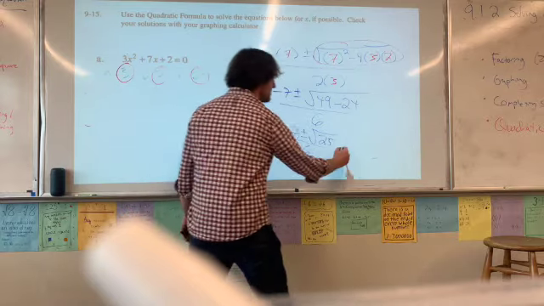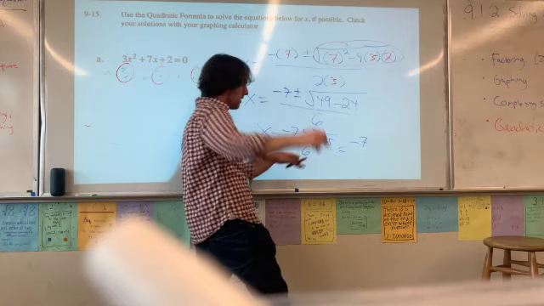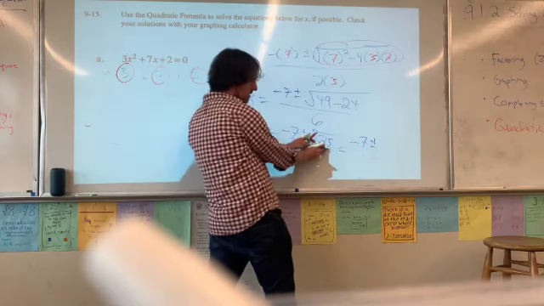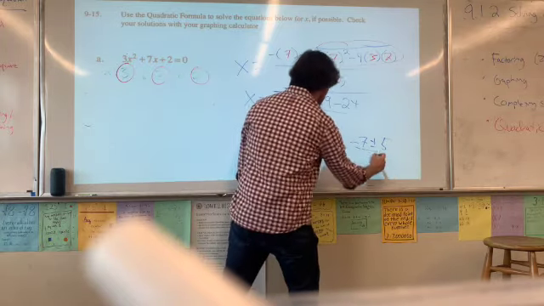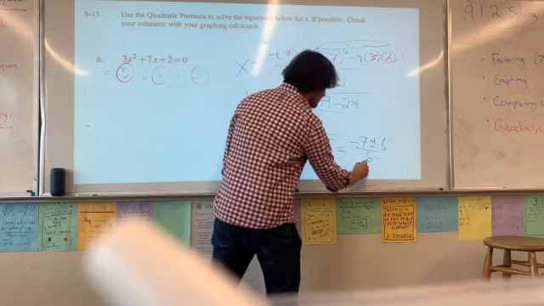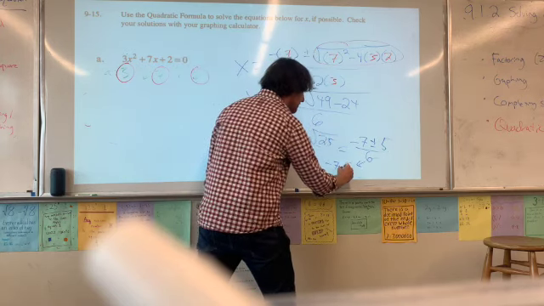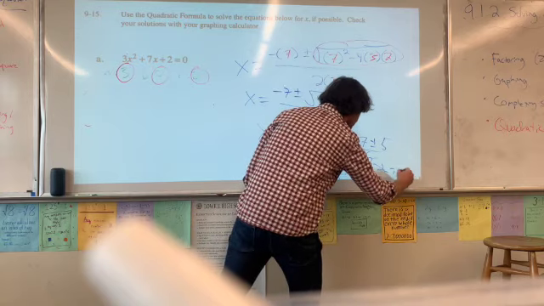Okay, all over 6. Okay, so this equals negative 7. What's the square root of 25? It's 5, plus or minus, right? That's the perfect square it is. It's 5. Okay, all over 6. And now I just need to set up 2 equations to solve this one. Negative 7 plus 5 over 6 and negative 7 minus 5 over 6.